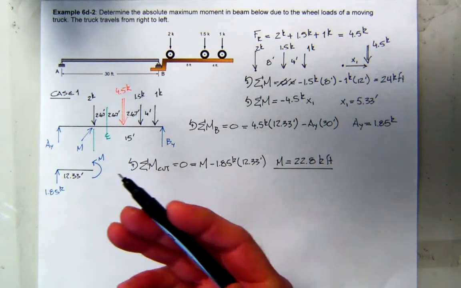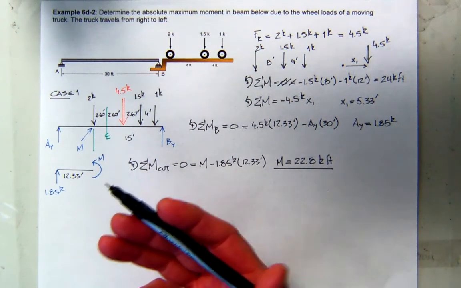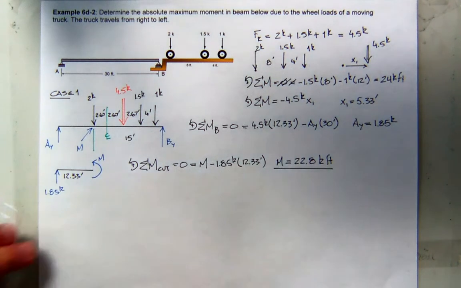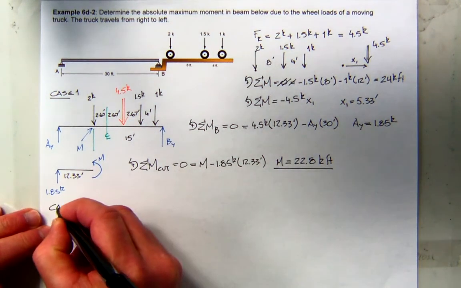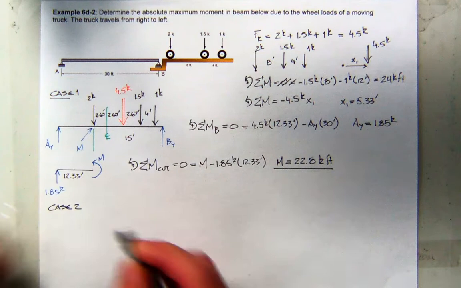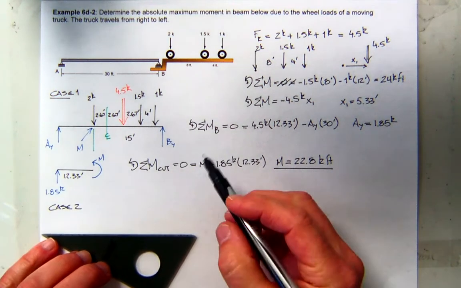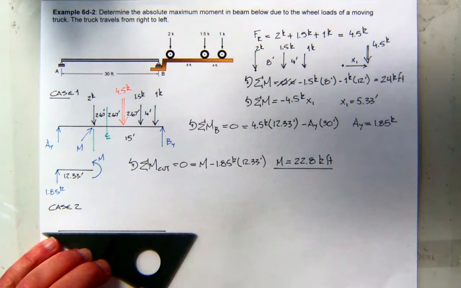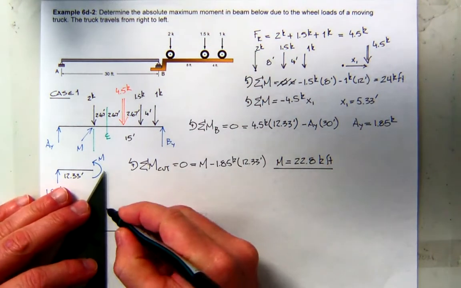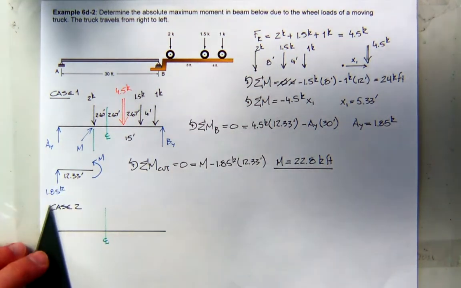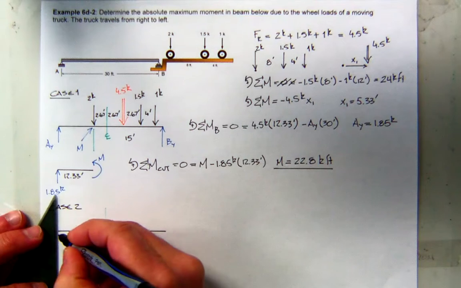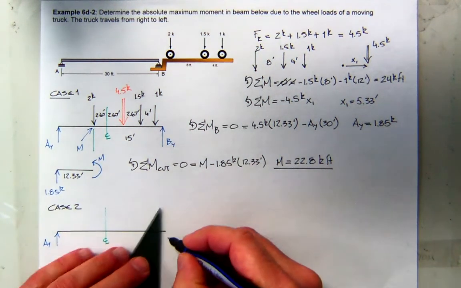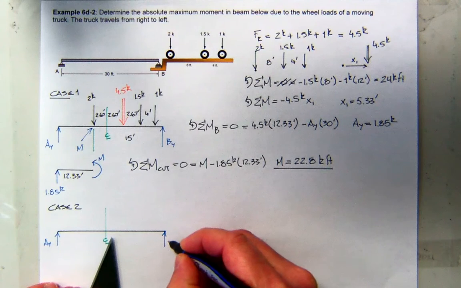Now is it the maximum? I don't know. One down, two to go. So what's case 2 going to be? Well, I'm going to redraw my system here. Got the same center line, that hasn't changed. I'm going to have reactions at AY and BY, except now what?